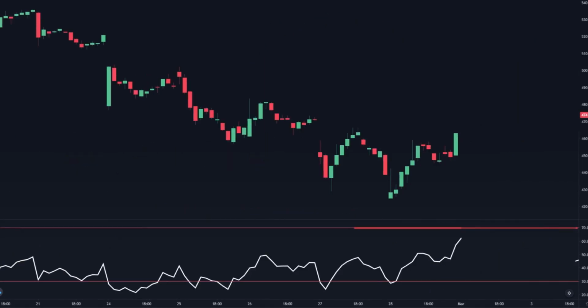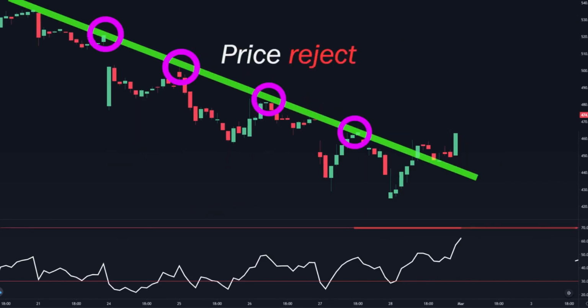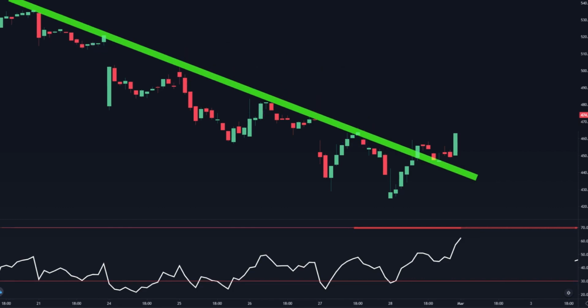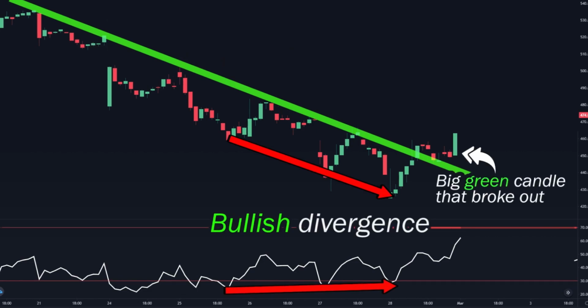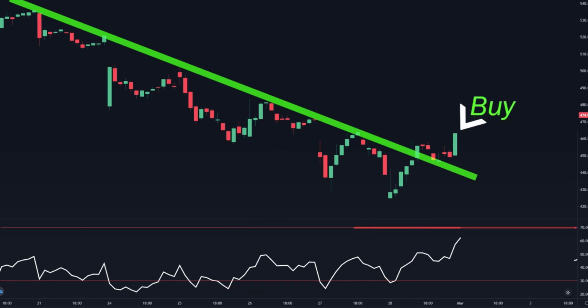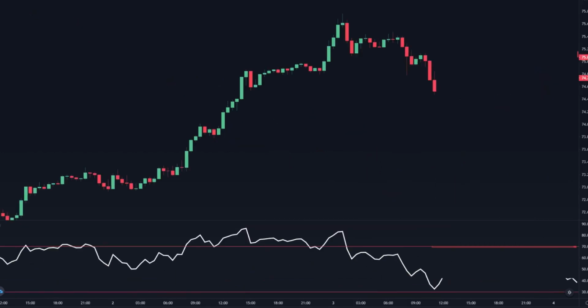As we can see, Shopify was heading in a downwards direction while the price rejects this key level of resistance multiple times. So we can put a trend line here, and the RSI displays a bullish divergence, followed by a big green candle that broke out of the trend line. So this will be a good buy opportunity. So let's look at another example.